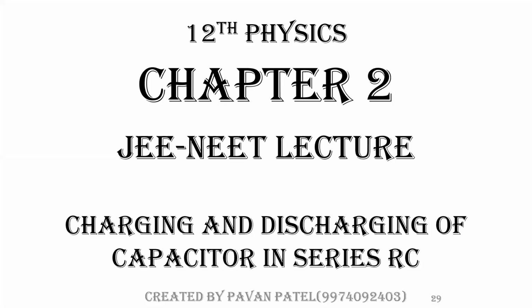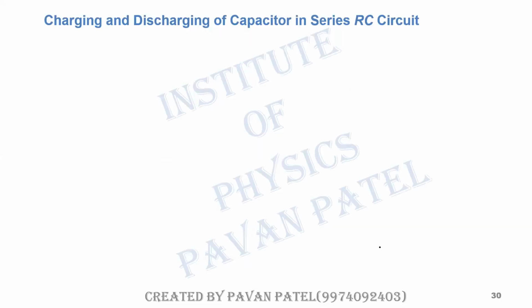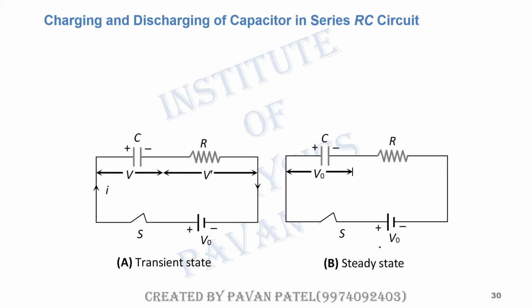Hello friends, welcome to JEE NEET lecture for chapter 2, charging and discharging of capacitor in a series RC. That is today's topic. Series RC means series resistance and capacitance. If you see the diagram properly, you will see how to connect the capacitor and resistance in the circuit to understand the charging and discharging of the capacitor. First we will understand charging, and then we will understand the discharging of the capacitor.